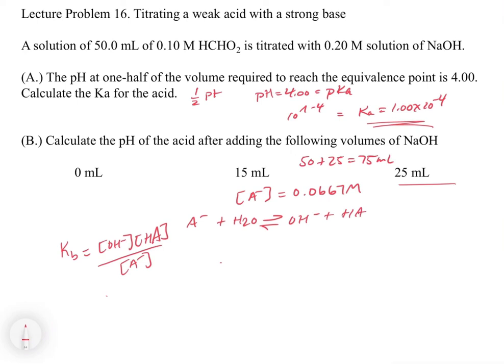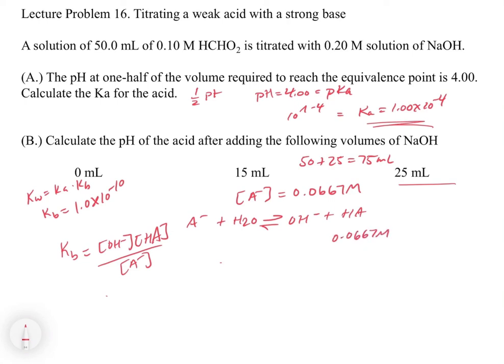And so in this case, we need to get a Kb. To get a Kb, we have to convert our Ka to a Kb. So we say that Kw is equal to Ka times Kb. If we solve for Kb by taking 1.0 times 10 to the minus 14th divided by 1 times 10 to the minus 4, we get our Kb as 1 times 10 to the minus 10. So we have our Kb as 1 times 10 to the minus 10.